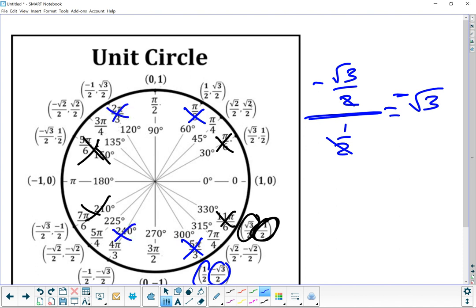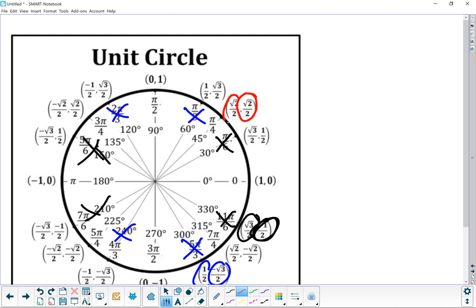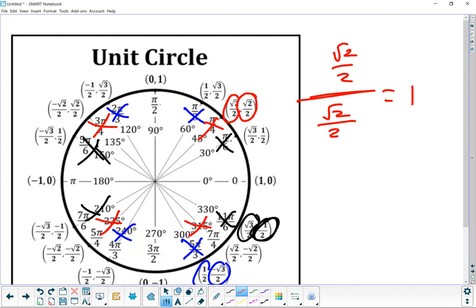And if you do the middle ones, tangent is sine divided by cosine, radical 2 over 2 over radical 2 over 2. You will always get 1 or negative 1, which will not work either. So this one will give you 1, nope. This one will give you negative 1, nope. This one gives 1, nope. This one gives negative 1, nope.